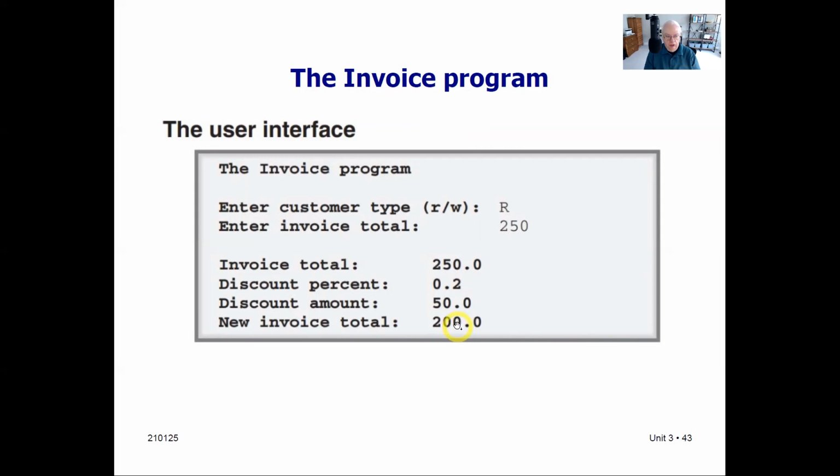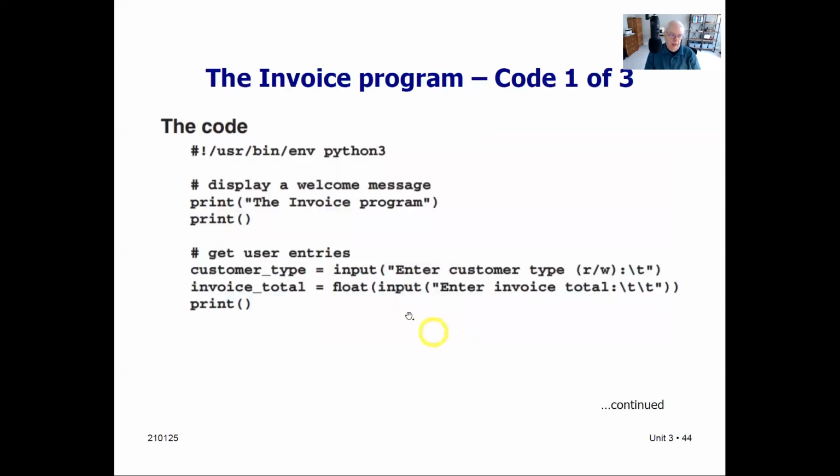So a nifty little program that could pop up on somebody's screen so they can calculate a discount on the fly. So let's look at the code. This is going to be a Python 3 program. There's our shebang. We learned that last week. Display our welcome message. We know how to do that now. Get our user input.